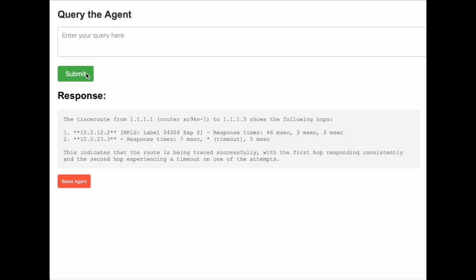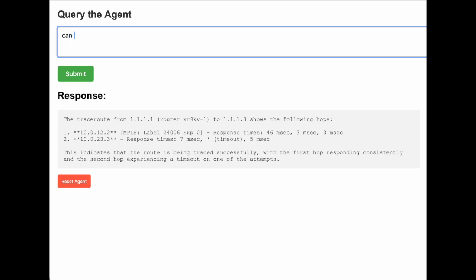The traceroute from 1 to 3 shows the following hops. Between router 1 and 2, the subnet is 1.2. Between 2 and 3 is 2.3. So the traceroute works pretty well. This indicates that the route is being traced successfully, with the first hop responding consistently and the second hop experiencing a timeout on one of the attempts. Pretty good. Okay, and it even prints the label out. Okay.